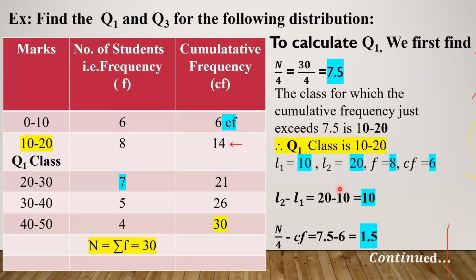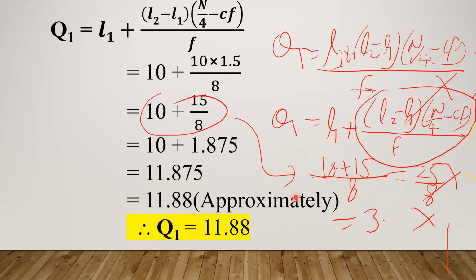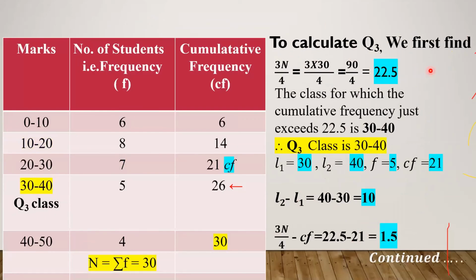Let us now go to the problem. We had calculated Q1. Now we have to find out Q3. If you go by the steps, the first two steps are already done in our table. CF is found, F is found, and N is found, which is 30. Third step for Q3: we will find 3n by 4. N is 30, so 3 into 30 upon 4, that is 90 upon 4, which gives you 22.5.